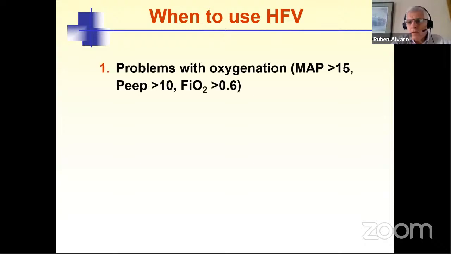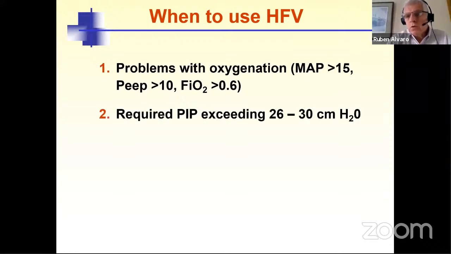First of all, every time you have a problem with oxygenation, when you're on conventional ventilation, you're intubated, and you're using a minimal pressure of more than 15 or a PEEP more than 10, and you're using an FiO2 of more than 60%, then you should consider high-frequency ventilation. When you're using physiologic tidal volumes, but the pressures that those physiologic tidal volumes are achieving are 26 or 30 or higher than that, you should also consider switching the baby from conventional to high frequency ventilation.